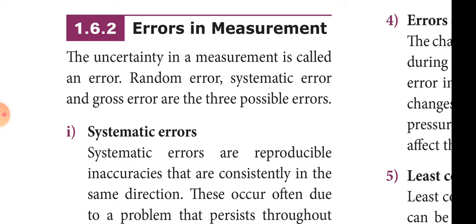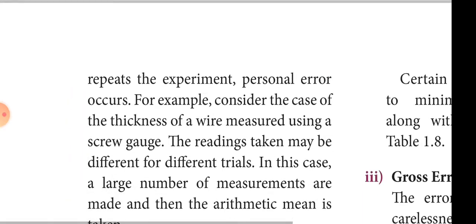Explain in detail the various types of errors. So we can write the following errors: systematic errors, experimental technique or procedure, which means imperfections, personal error, least count error, random error, gross error. These are the errors. So another important 5-mark question.